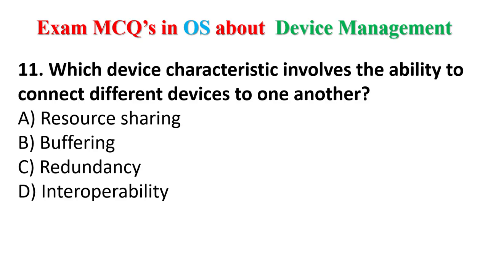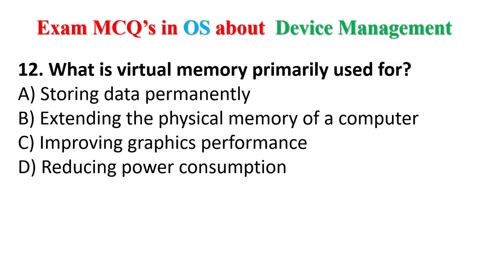11. Which device characteristic involves the ability to connect different devices to one another? Resource sharing, buffering, redundancy, interoperability. The characteristic of the device that has the ability to connect different devices to one another is interoperability. D is the correct answer.